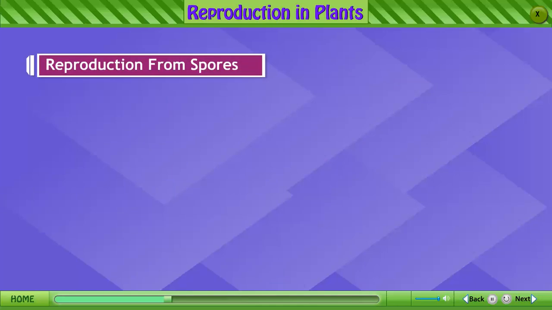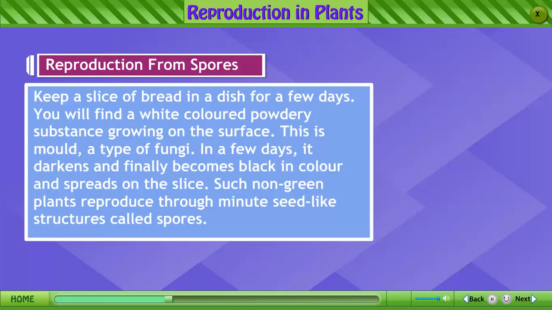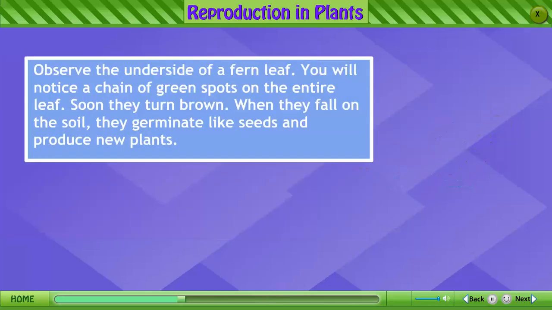Reproduction from spores. Keep a slice of bread in a dish for a few days. You will find a white-colored powdery substance growing on the surface. This is mold, a type of fungi. In a few days, it darkens and finally becomes black in color and spreads on the slice. Such non-green plants reproduce through minute seed-like structures called spores.